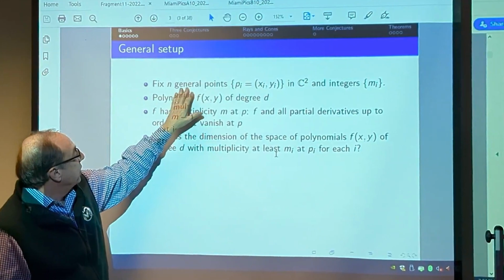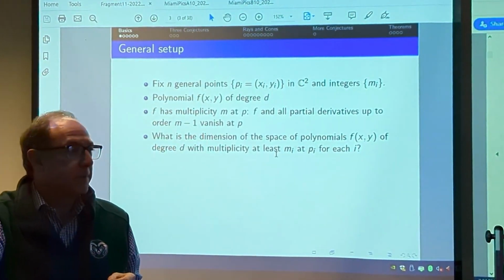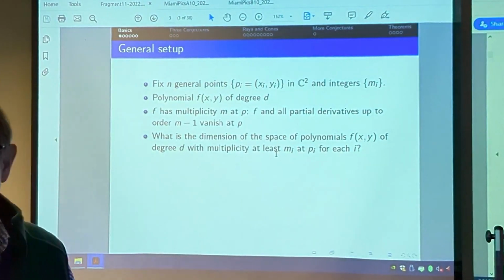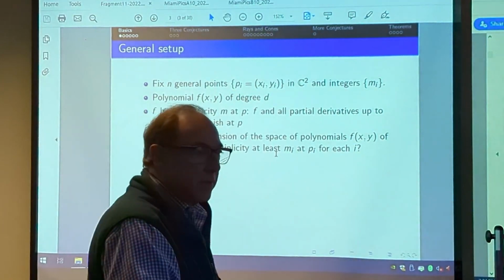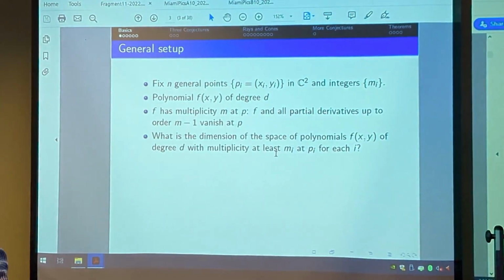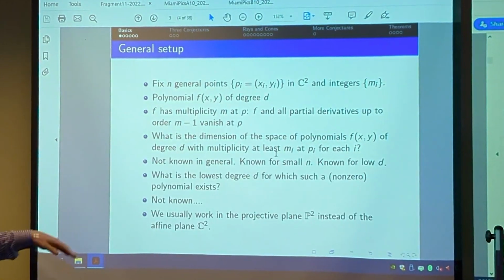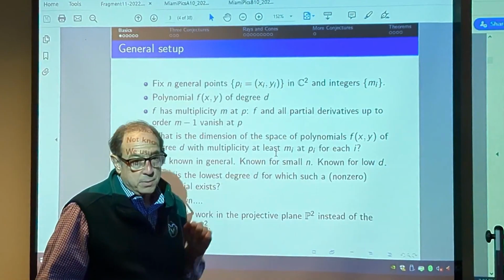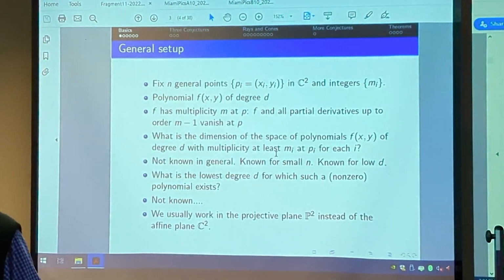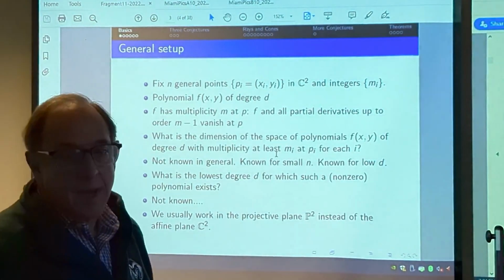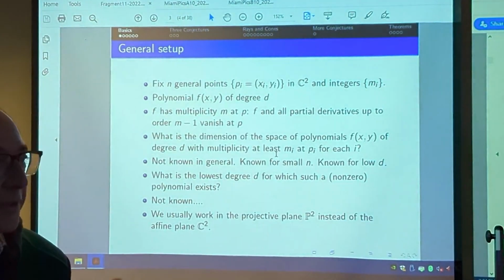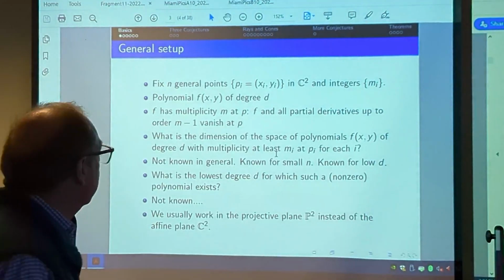Of course, you have to have general points, because if I put all the points on a line, for example, and you ask for small degree, the line will factor off and you get weird answers. So you generally make this assumption of general points. It's not known in general. It's known for small numbers of points, and a relatively complete answer is known for 9 or fewer points. And it's known for low degree, just by bare hands. We know everything about conics and cubics and most things about quartics and quintics.